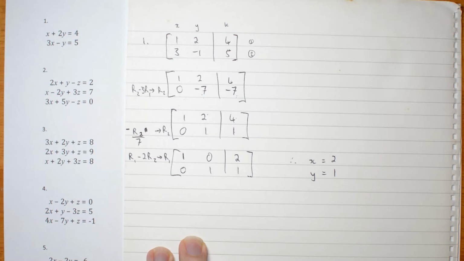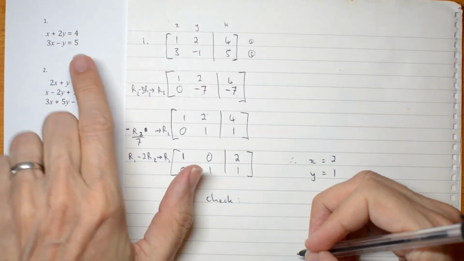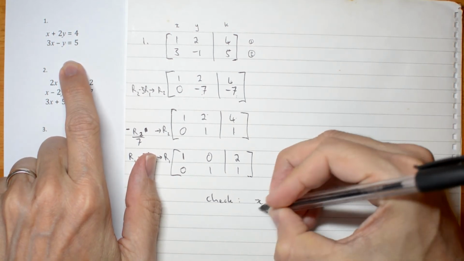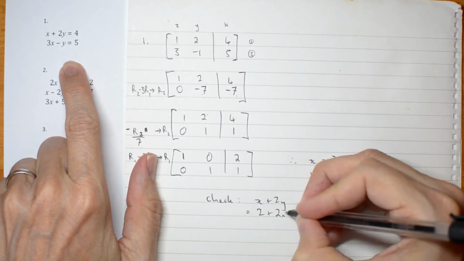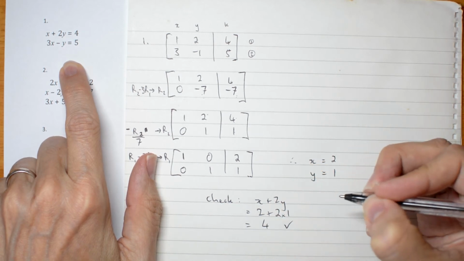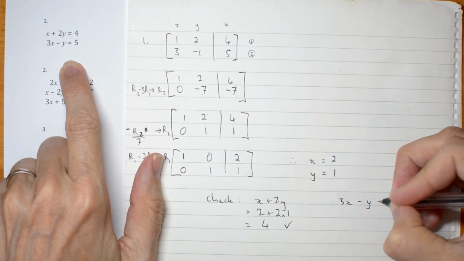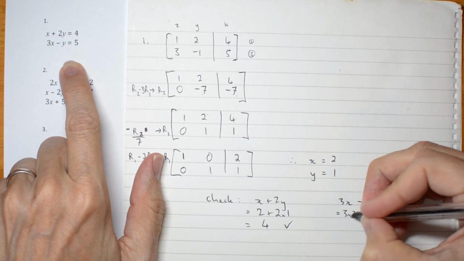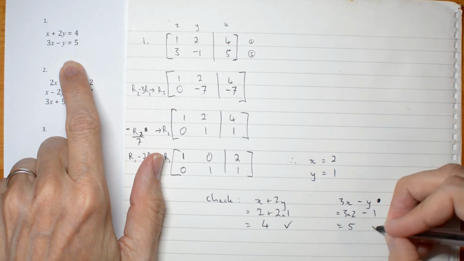We should check this. If you want to, you can check by putting it into the original equations. x plus 2y is 2 plus 2 times 1, which is 4, correct. And the second equation says 3x minus y is 5. 3x minus y is 3 times 2, which is 6, minus 1, which is 5, which is correct.